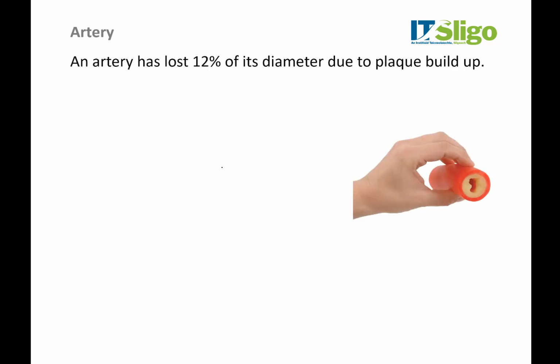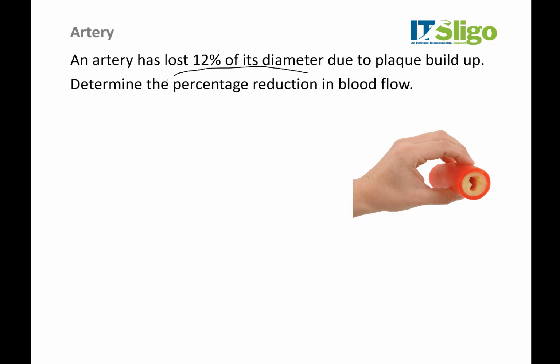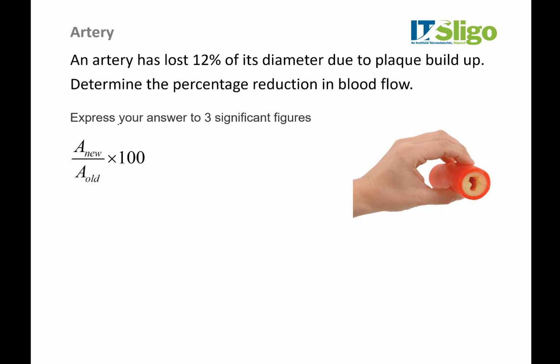Looking at an artery now, so I'll work this problem out. An artery has lost 12% of its diameter. Determine the percentage reduction in blood flow. So just again, be careful of what the question is looking for. So the new artery, guys, the area, constricted area is going to be 88% over the old original artery, which was obviously 100%.